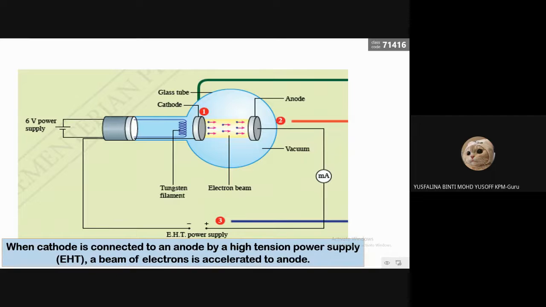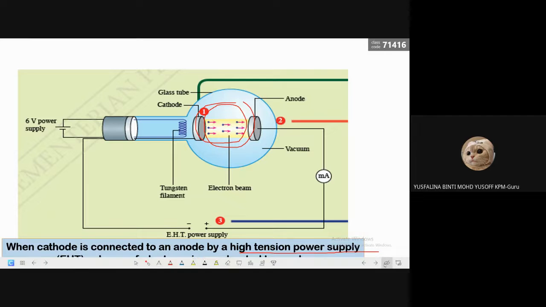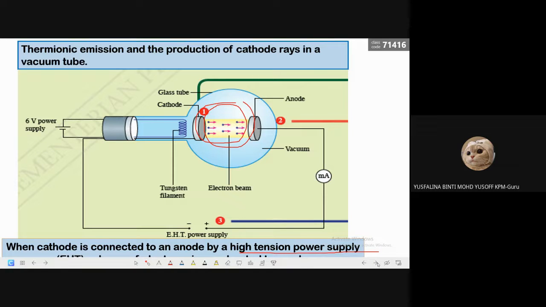Okay, so when the cathode is connected to an anode by a high tension power supply, EHT, a beam of electrons is accelerated to the anode. This is what we just discussed. When you connect the cathode to the anode by a high tension supply, EHT, you produce a high potential difference here, so the electrons will move with high acceleration to the anode. So this is thermionic emission and the production of cathode rays in a vacuum tube.